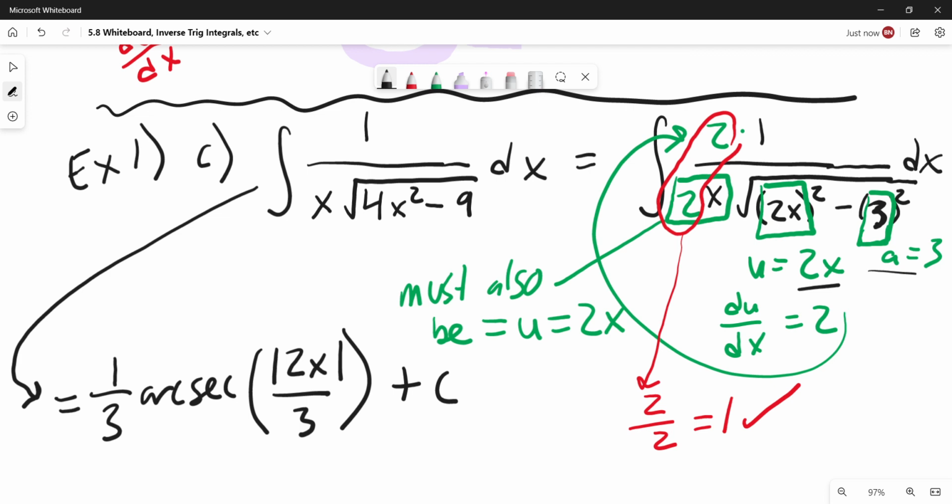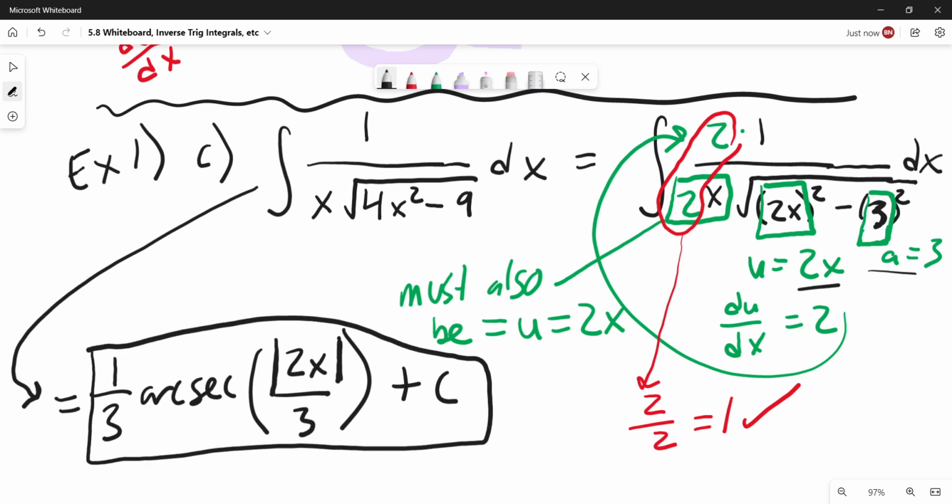And the book doesn't put a giant parentheses around the absolute value of 2x over 3, so we don't have to. It just seems clear to me what's all in the argument there. All right. Moving on. Example 2.